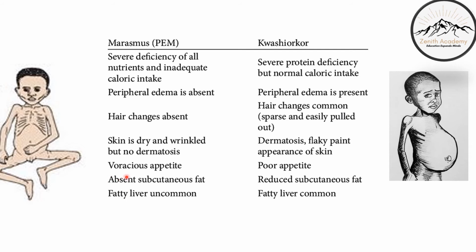Here, voracious appetite. The appetite is high, he wants to eat food, but the food may not be available or he is not able to absorb the nutrients. And here in case of kwashiorkor there is poor appetite, meaning he doesn't feel hungry. Here there is absent subcutaneous fat, and here there is reduced subcutaneous fat. There is fat but it is reduced. Here fatty liver is uncommon and in this case fatty liver is common. The liver also becomes fatty.